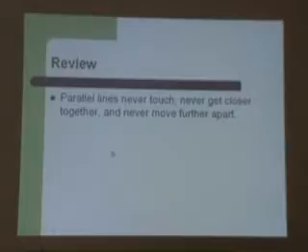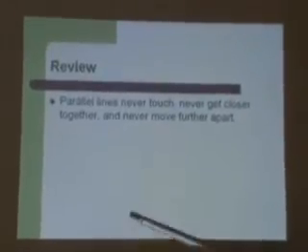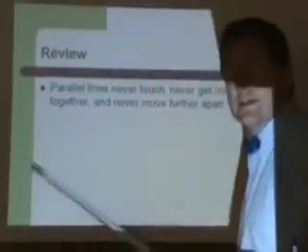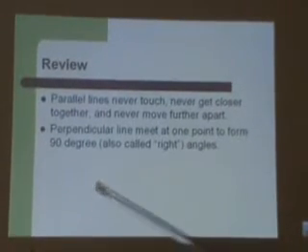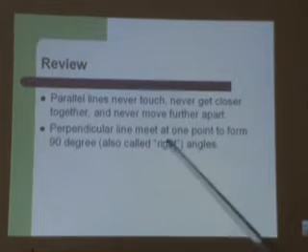Parallel lines never touch each other. They never get closer together. They never get further apart. They run right alongside each other forever. Perpendicular lines meet at one point and form a 90-degree angle, also called a right angle.